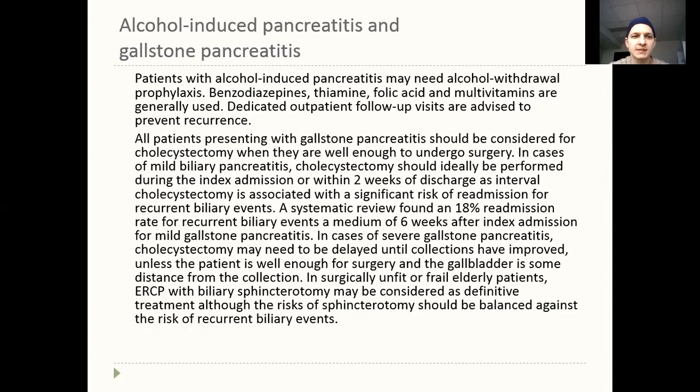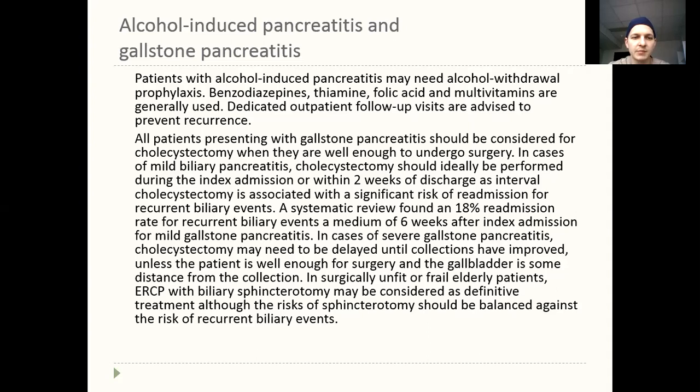Alcohol-induced pancreatitis and gallstone pancreatitis. Patients with alcohol-induced pancreatitis may need alcohol withdrawal prophylaxis. Benzodiazepines, thiamine, folic acid, and multivitamins are generally used. Dedicated outpatient follow-up visits are advised to prevent recurrence.